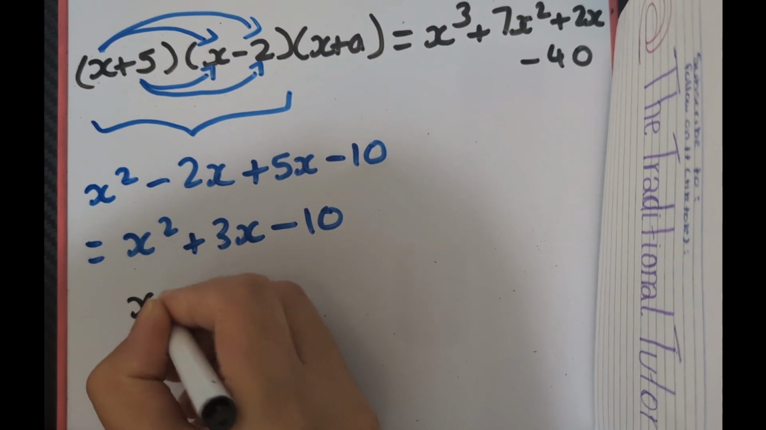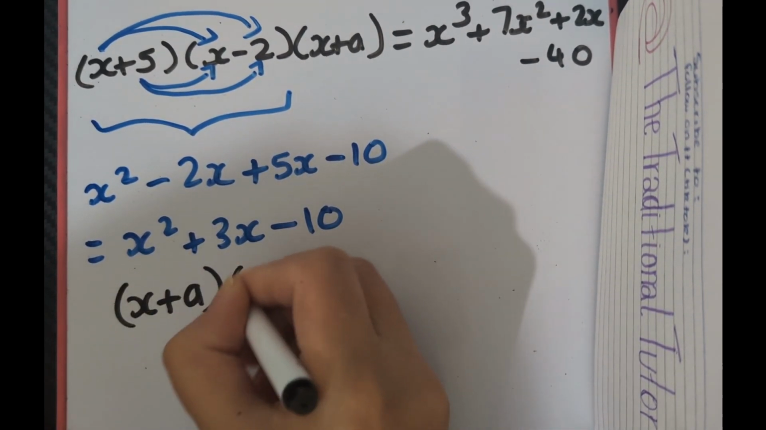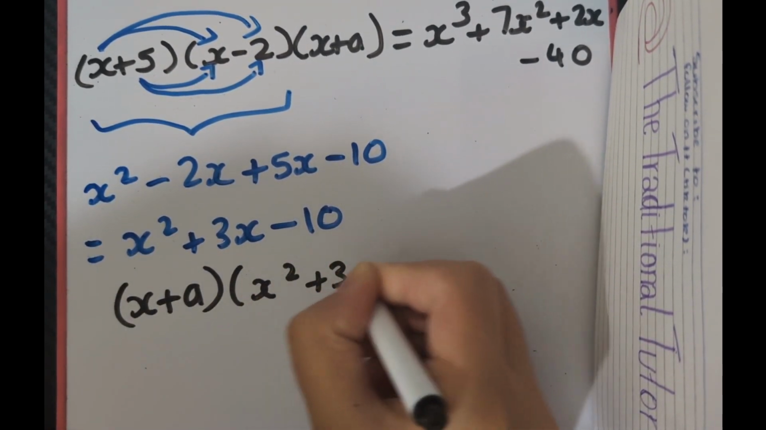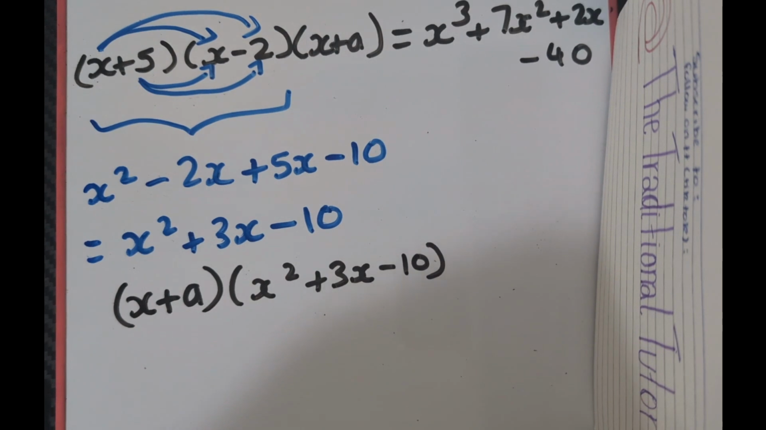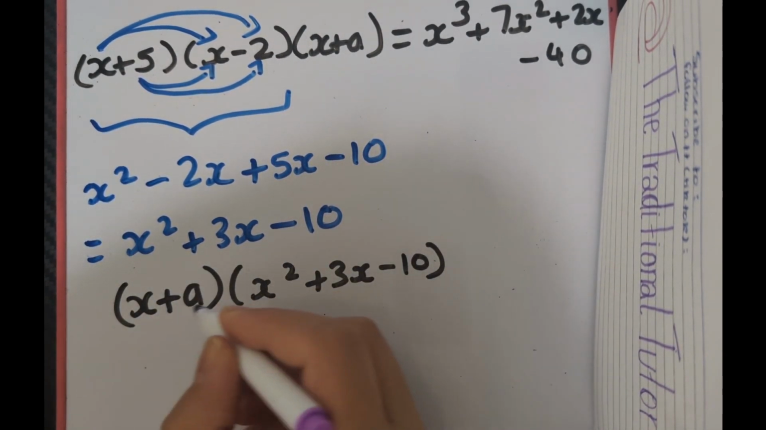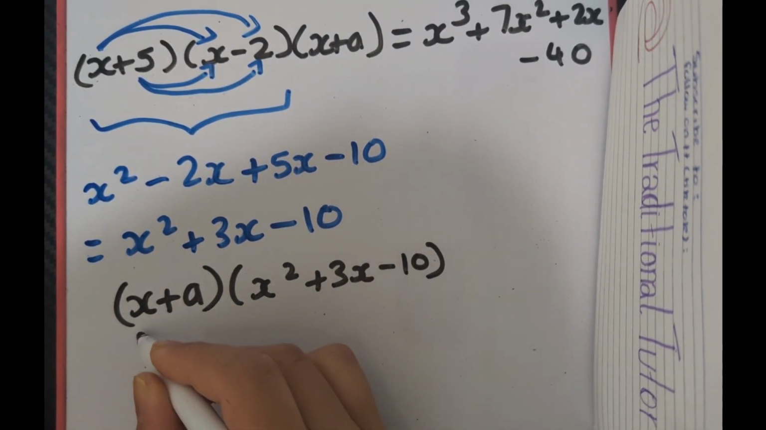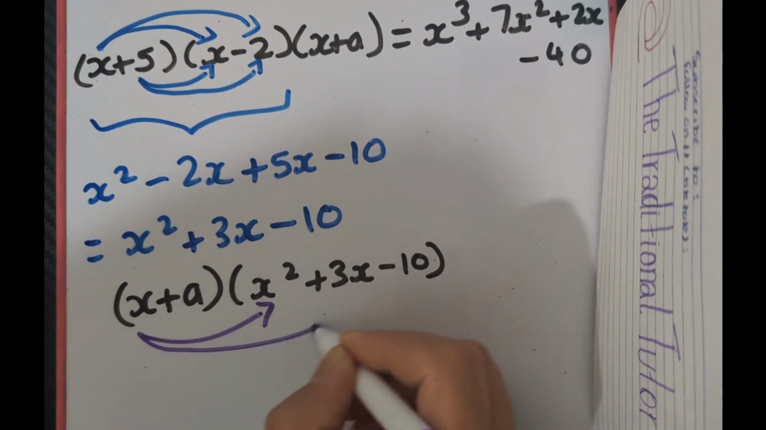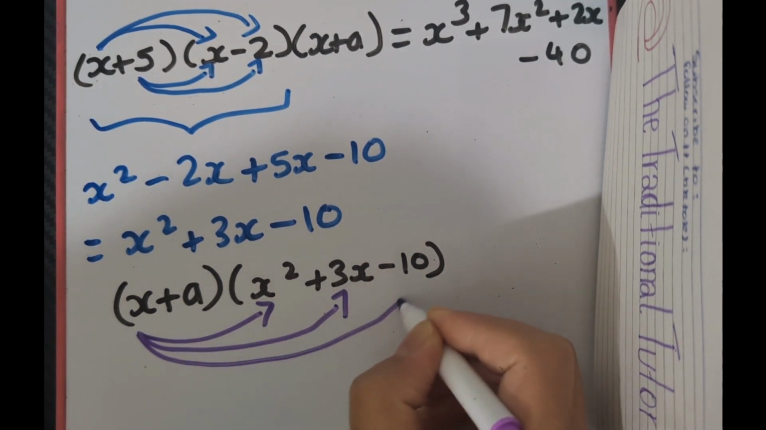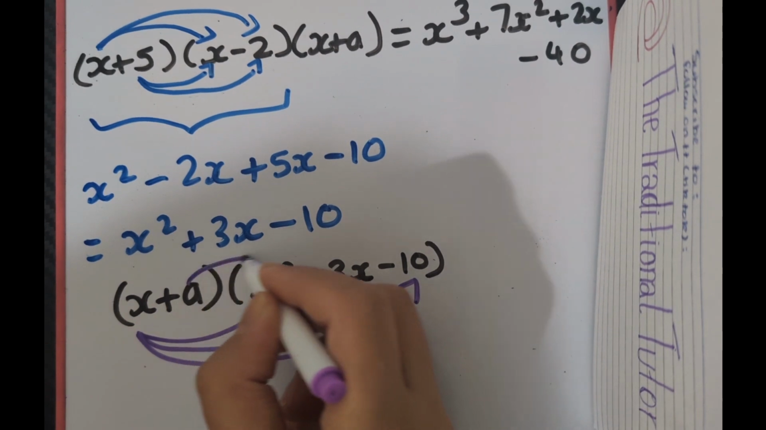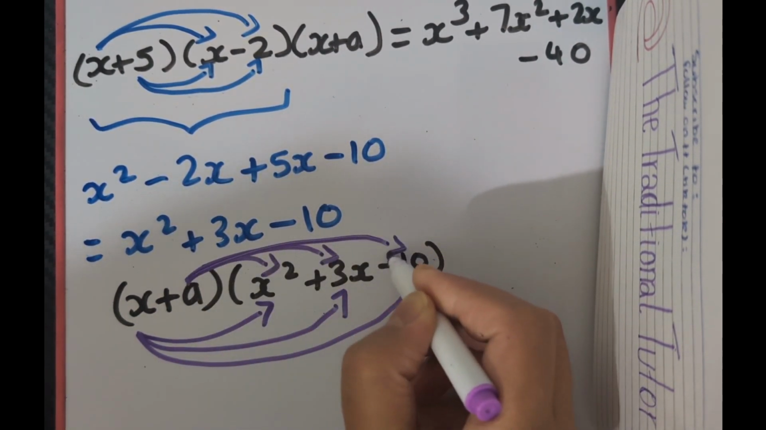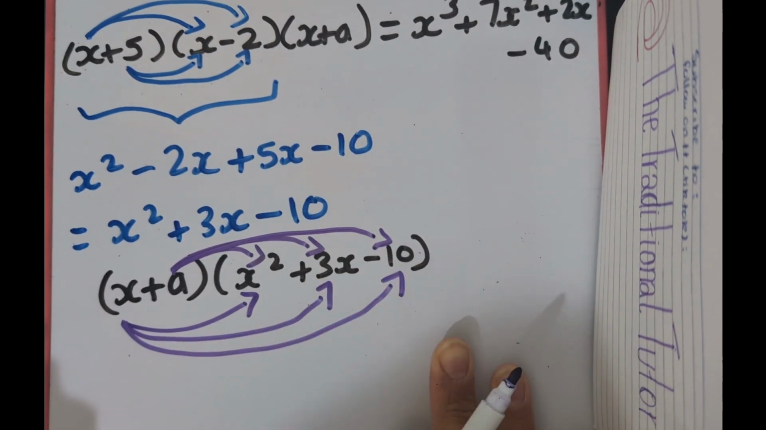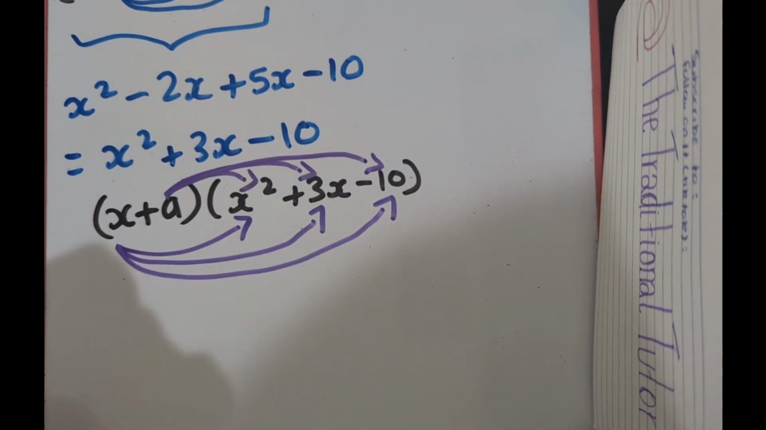Then if you're doing x plus a times x squared plus 3x minus 10, what we need to be doing is again drawing my arrows. I'm just going to go ahead and use my purple pen to draw the arrows, as follows. So we're applying x by everything in this bracket and then a by everything in this bracket. And then now what I need to be doing is actually going ahead and expanding.